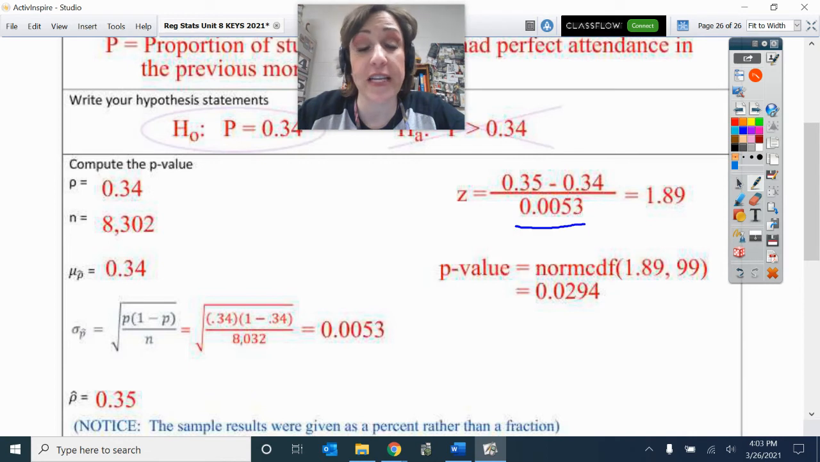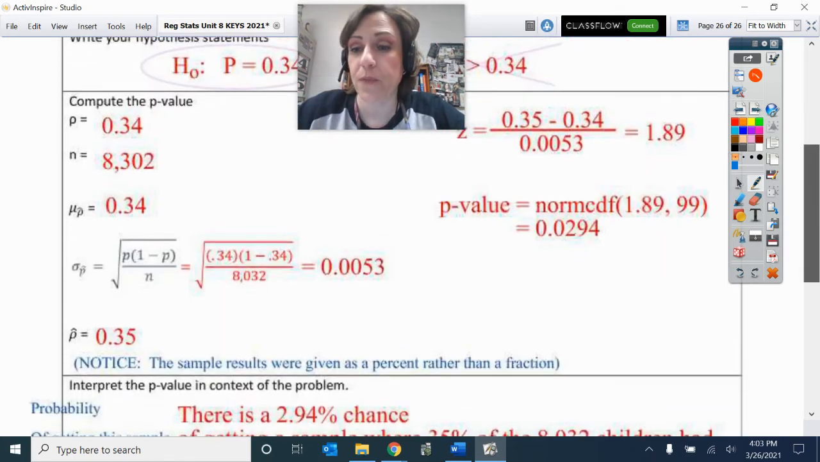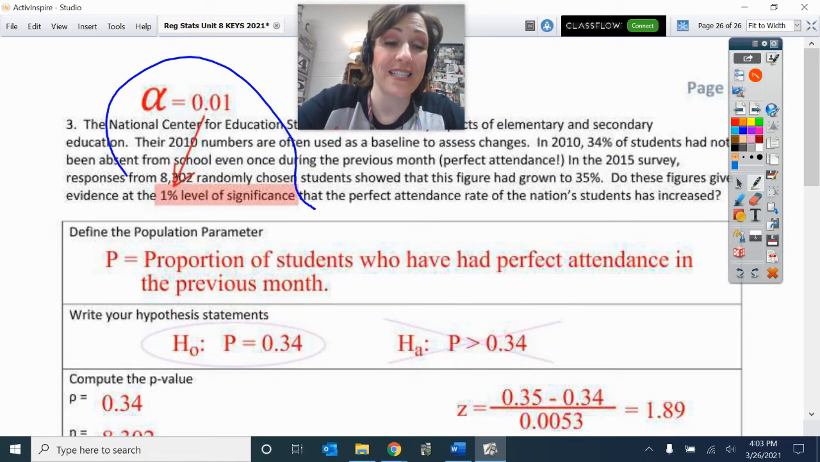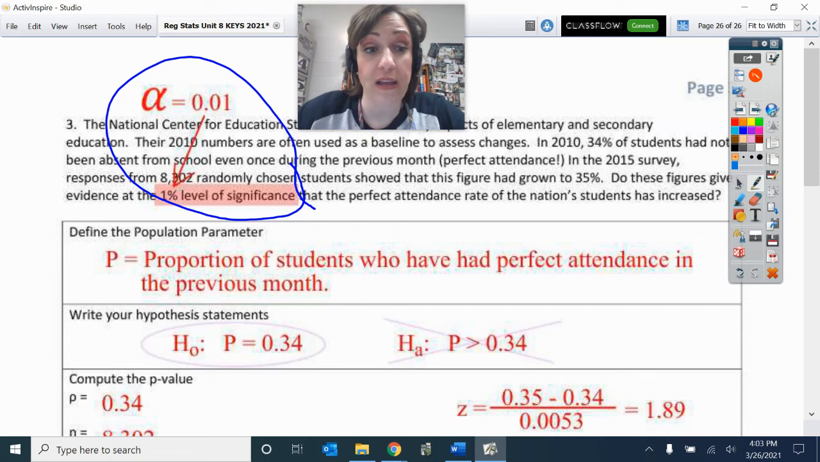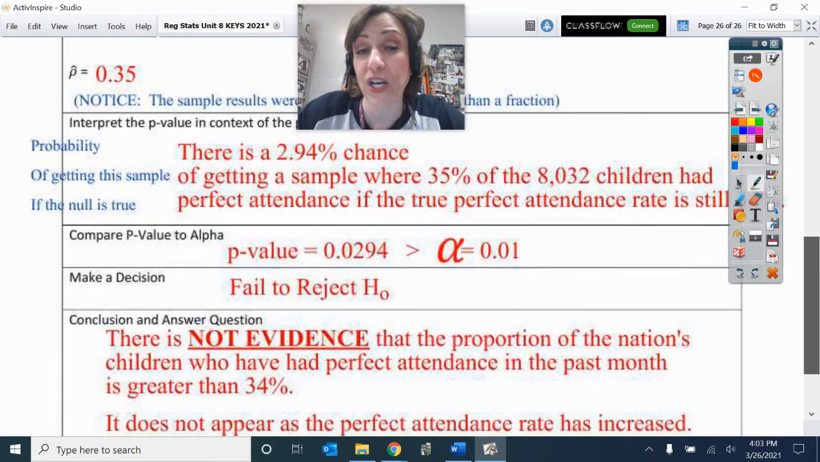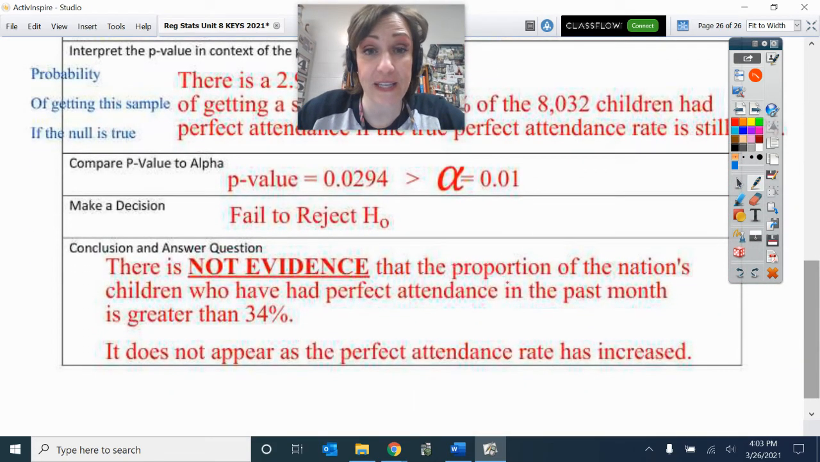That standard deviation was really small, so we had a z-score of 1.89. With that z-score, to get our p-value, our probability, we're going to norm CDF from 1.89 to 99. Pretty small. That's a small probability. But the catch is we were testing this at a very small level of significance, 1%, so our data had to be really far away from our null hypothesis. It had to be a really small p-value, less than 0.01, to be significant.